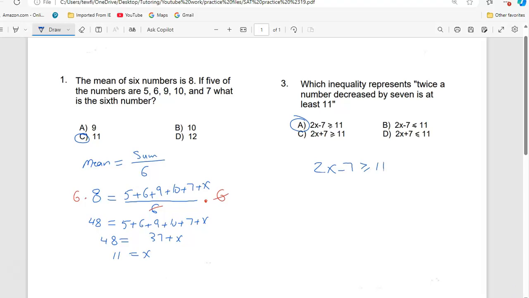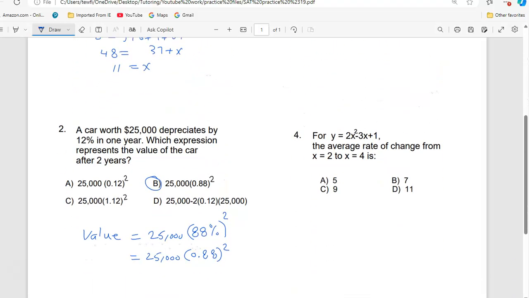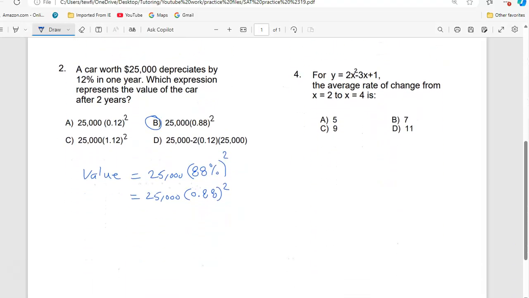And for this one, like I said before, for every one of these problems, you should try it first before you watch the solution.